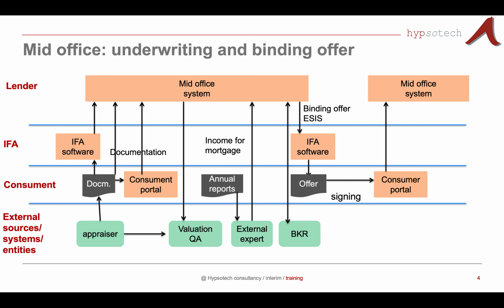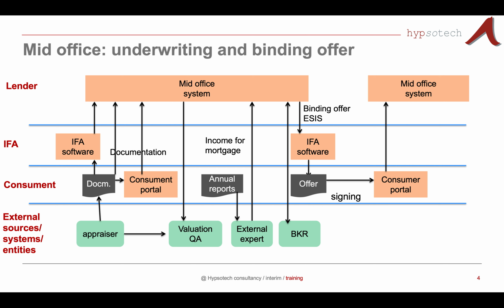We check the BKR again, and if everything is okay, and if the underwriting is completed, then the system will create what we call a binding offer. And the binding offer comes with other documents, and there is a lot of regulation around these documents, European regulation. The binding offer is sent to the financial advisor and then to the consumer, and that offer the consumer signs and is sent back to the lender.